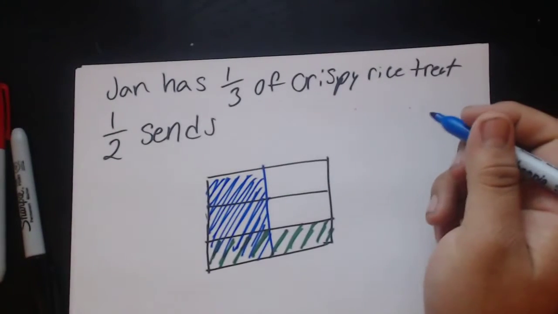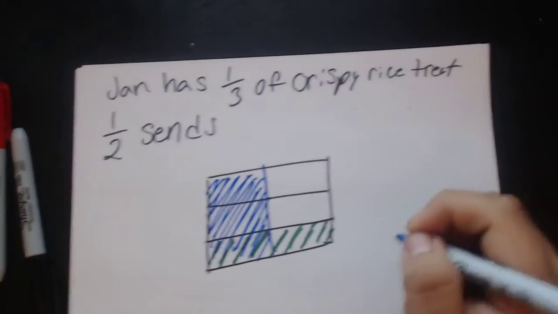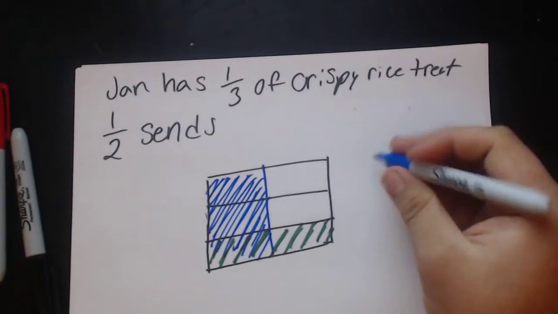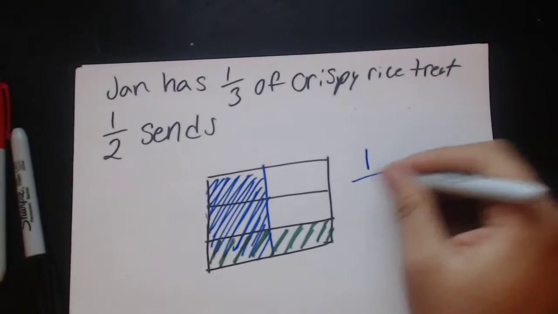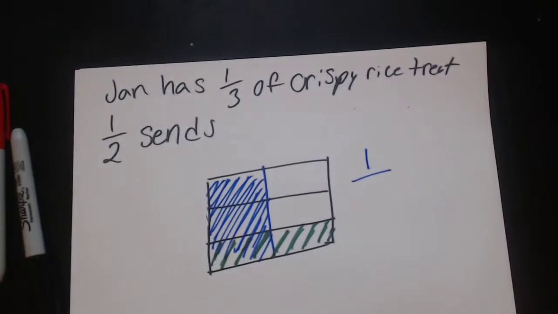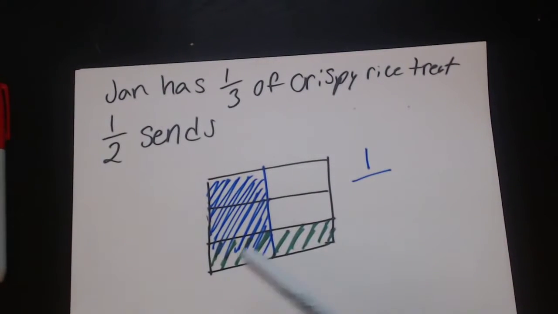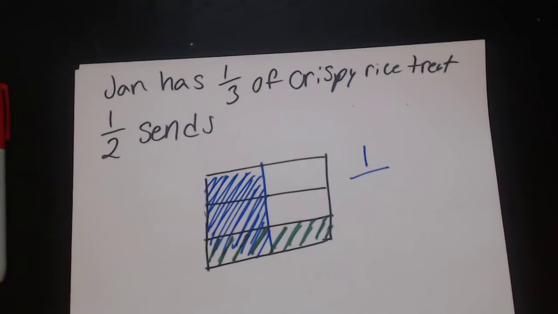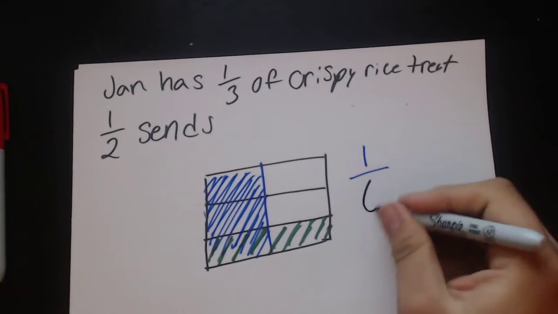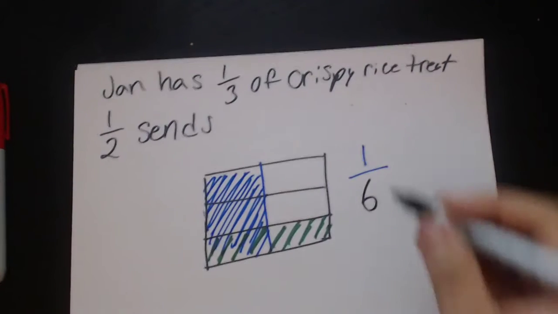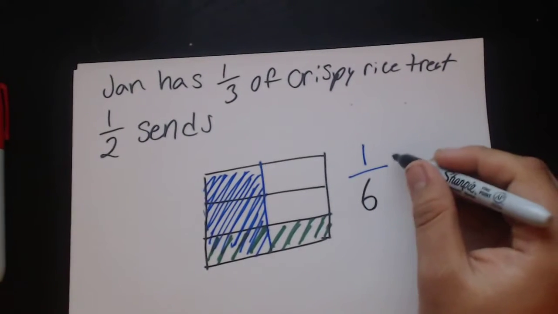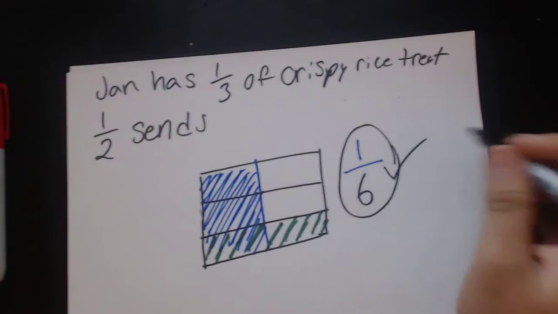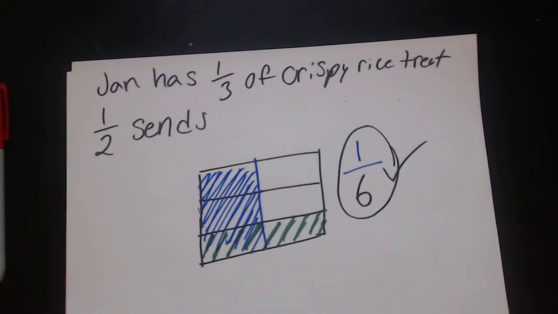And now we're going to go ahead and count up just the double shaded. I see I have 1 double shaded here. So that's going to be my 1. And how many boxes do I have in total? Well, I have 1, 2, 3, 4, 5, 6 boxes in total. So I'm going to write a 6 in there. And that is how much she sent to school. She sent 1/6 of the Rice Krispie treats to school.